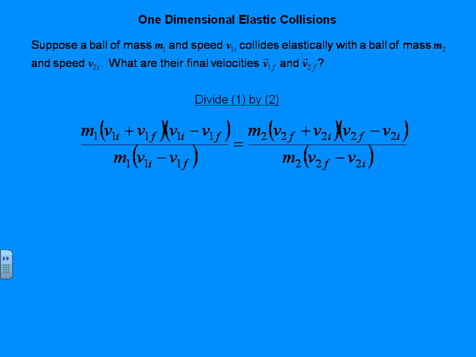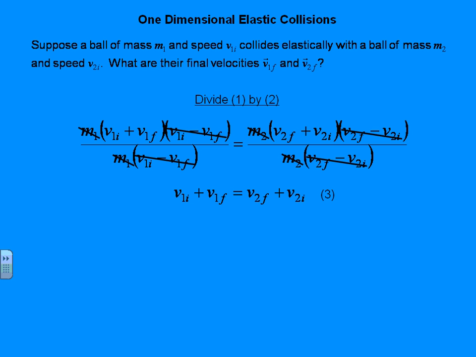I guess in some ways this would be like saying I'm dividing one side by 4 over 2, and I'm dividing the other side by 2. Well, those are really the same thing. They're going to give you the same result. So here I'm dividing by equivalent things. Now, watch what happens here. The masses cancel, and the v1i minus v1f cancels on the left, and the v2f minus v2i cancels on the right, and we get a much simpler looking equation. So call this equation 3.